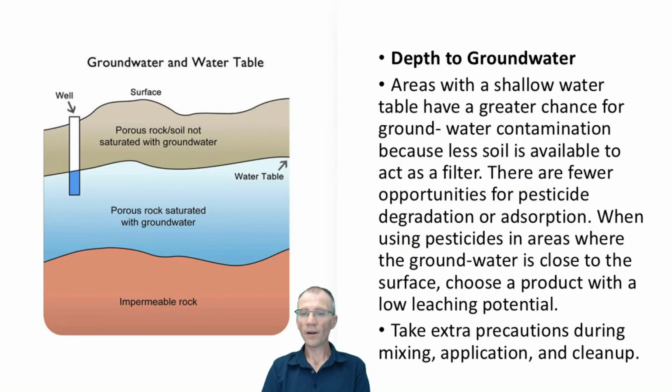Depth to groundwater. Areas with a shallow water table have a greater chance for groundwater contamination because less soil is available to act as a filter. There are fewer opportunities for pesticide degradation or adsorption. When using pesticides in areas where the groundwater is close to the surface, choose a product with a low leaching potential. Take extra precautions during mixing, application, and cleanup.